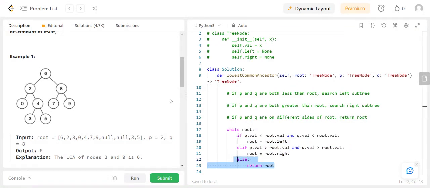So the time complexity of this is O of log n, because we are searching the length of the binary search tree, and the memory complexity is O of 1, or constant time, because we aren't using any sort of data structure.